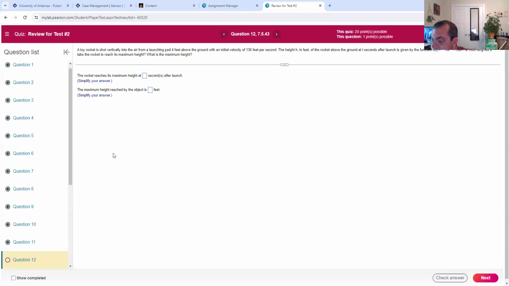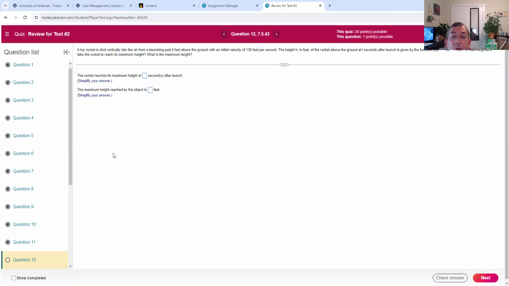Oh, now this was actually an application using the vertex formula. And y'all, all we're worried about is that equation they're giving us. H of t equals negative 16t squared plus 136t plus 4. Now they're telling us the rocket was shot from a launching pad 4 feet above the ground. That's why that 4 is at the end of the formula.